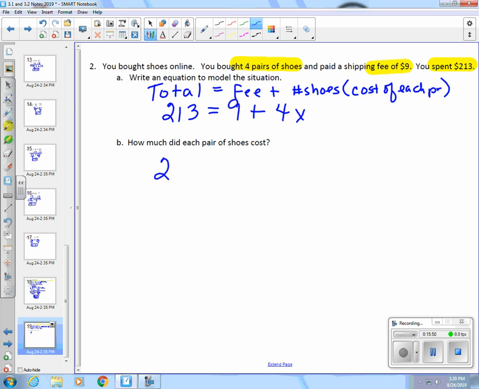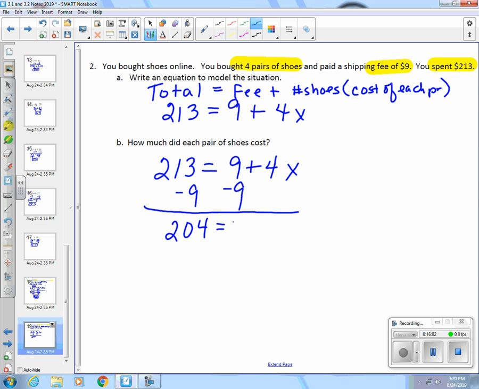So let's go ahead and solve this. 213 equals 9 plus 4x. We're going to subtract 9 on both sides. When we subtract 9, that gives us 204 equals 4x. We'll divide by 4 on both sides and find out that x is equal to 51. And what's our label on this? Dollars. Each pair of shoes costs $51.